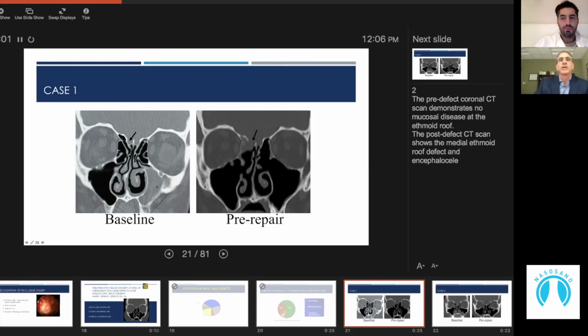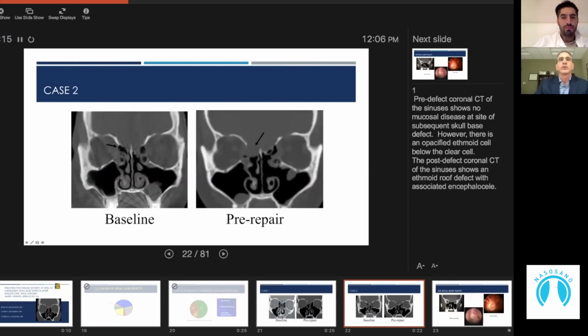Here's a patient who has essentially clear sinuses except for the left maxillary. Here's the post-operative CT that shows that there's a defect in the lateral lamella of the middle turbinate where there was no disease. Another example, there's some ethmoid disease here, but a clear ethmoid superiorly. The site of the leak was right above that clear cell.